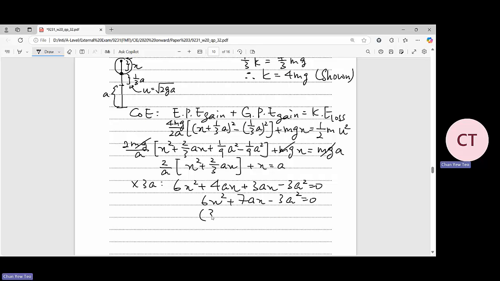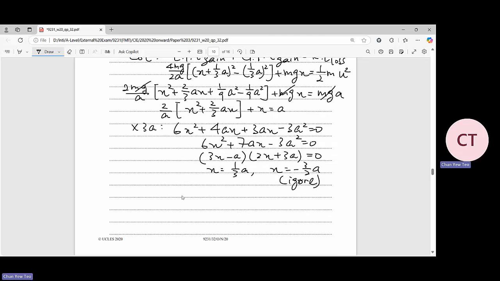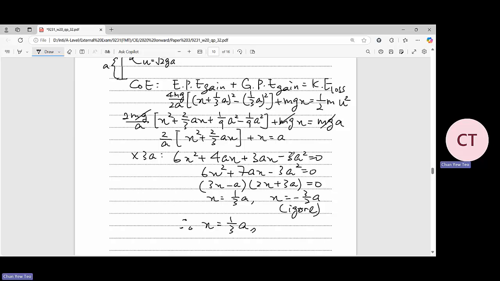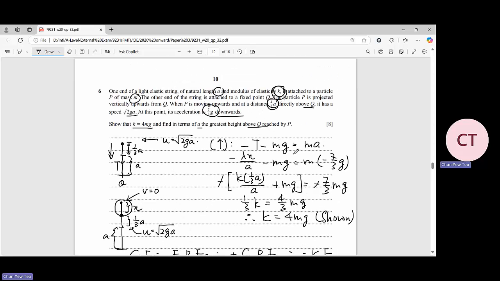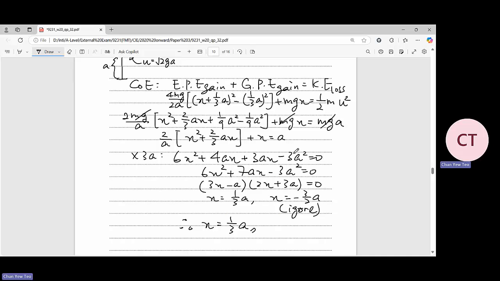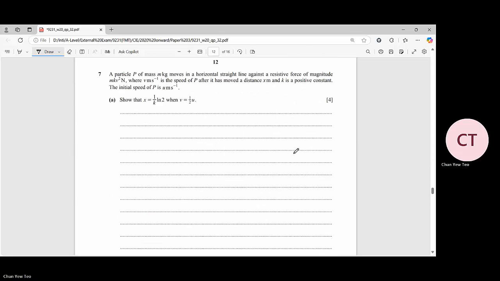Factorize it. You have (3x minus a)(2x plus 3a) equals 0. You have x equal to 1 over 3a, and x equal to negative 3 over 2a. This negative value we should ignore. So therefore, our answer for the extension is 1 over 3a. That will be the answer for question number 6. Done. So now we move on to question number 7.